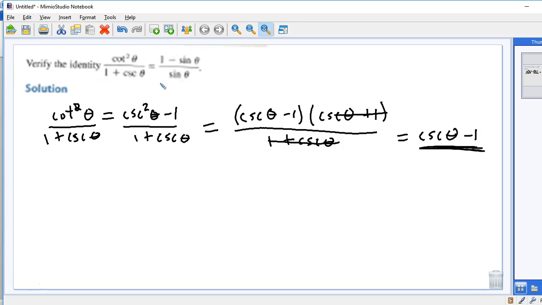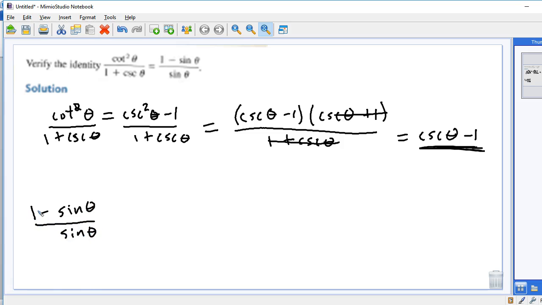So maybe what I can try and do is get the right side to be cosecant theta minus 1. So I have 1 minus sine theta over sine theta. What I'm going to do first is, let's just write it. 1 minus sine theta over sine theta.